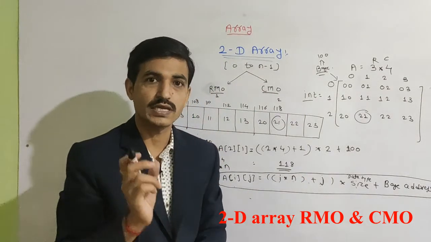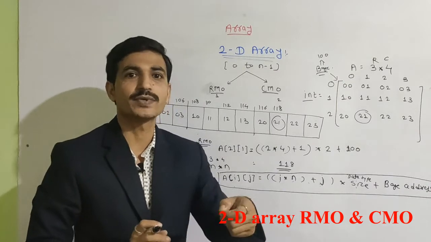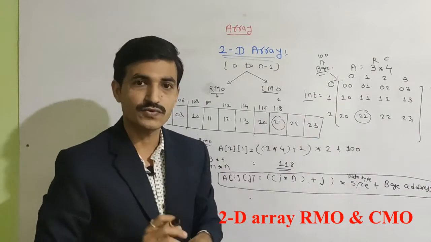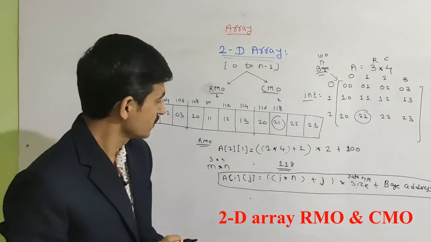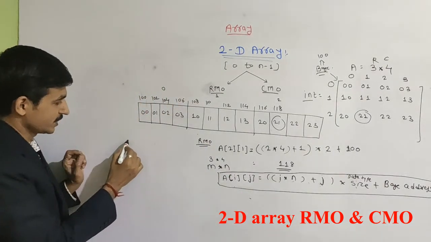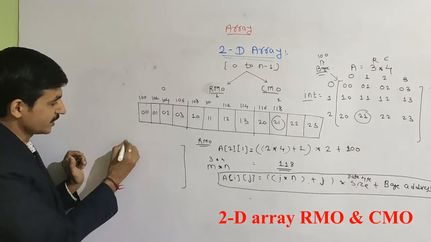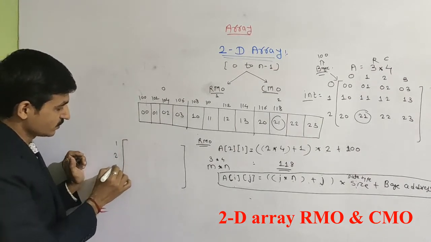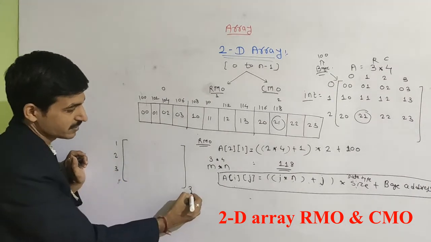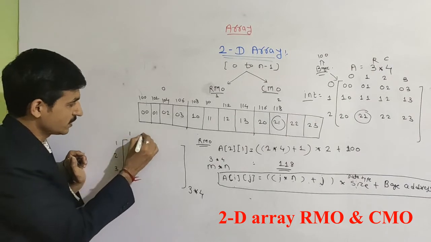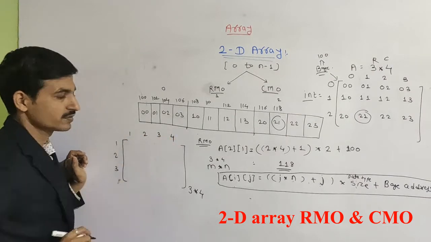So this is the calculation for row major order. It is very simple. One more thing that I have to mention here: if the array starts from the first index, not from the 0th index. See here, I write, if the array starts from the first index, that is 1, 2, 3, a similar array size, that is 3 rows and 4 columns. So 1, 2, 3 and the 4.